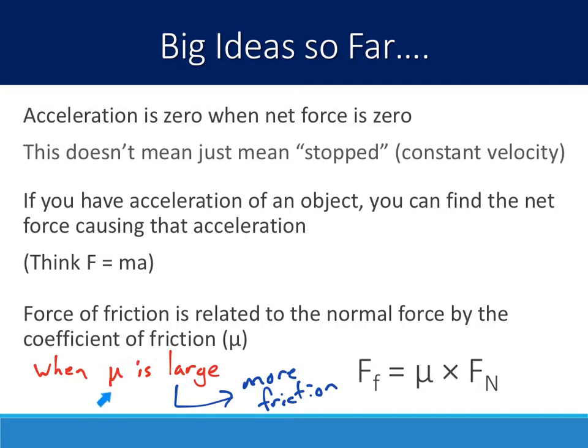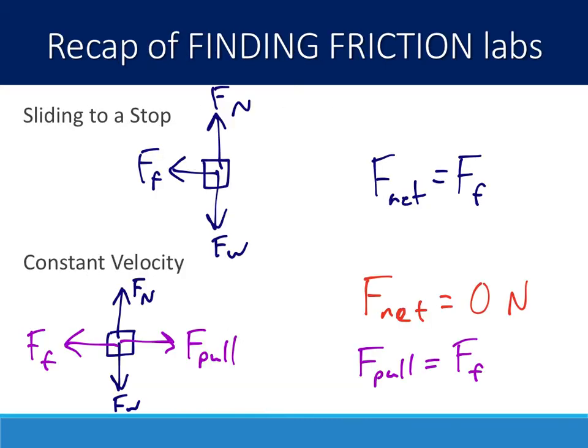A force of friction is related to the normal force by the coefficient of friction. And it's that number that tells you what type of surface is interacting with the other surface, and it depends on that type of surface. And the bigger your coefficient, the more friction happens between your two surfaces. We can use this equation: force of friction is equal to the coefficient, either static or kinetic, times our normal force.